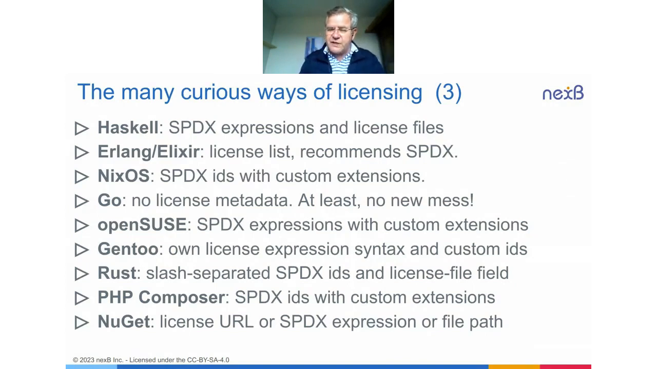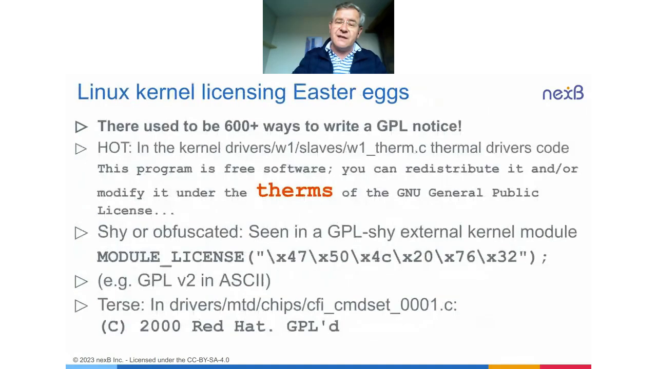Another popular ecosystem is NuGet for Microsoft .NET and C# and related languages. They use a license URL or an SPDX expression or a file path. In practice, the quality, breadth and depth of license expressions and license information in NuGet is very, very low. I was about to say other words, but let's just say it's low. So as a user, if you use packages in any of these ecosystems, you're in trouble because this is really weird. Now, on top of this weirdness, we have witty users.